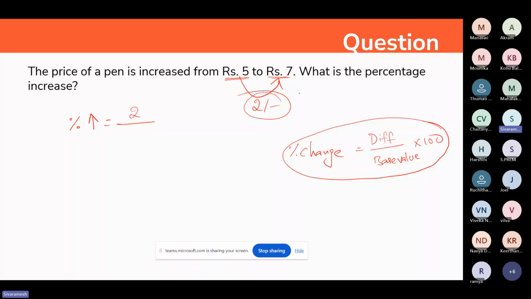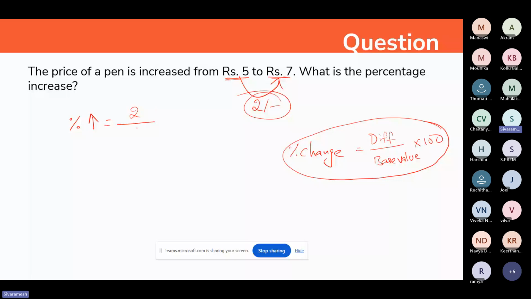So my suggestion is better not to follow these formulas at all. I'll tell you one simple way. When you are calculating percentage increase or percentage decrease, always write the difference in the numerator. It increased from 5 rupees to 7 rupees, so 2 rupees got increased. Now my sincere suggestion for the denominator value: the numerator is how much it got increased, 2 rupees.